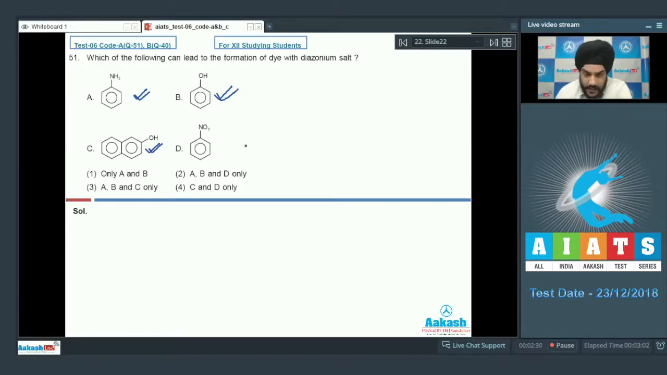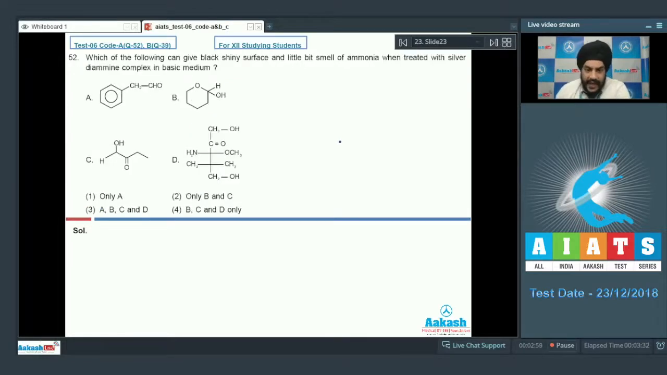If you look at the fourth option now, it is nitrobenzene. Nitrobenzene is deactivated. The NO2 group is electron withdrawing in nature. So this will not lead to the formation of an azo dye. So if you look at the options, we can see that only A, B and C will lead to the formation of dye with diazonium salt, and we have to select option 3 as the correct answer to this question. Let us look at question 52.